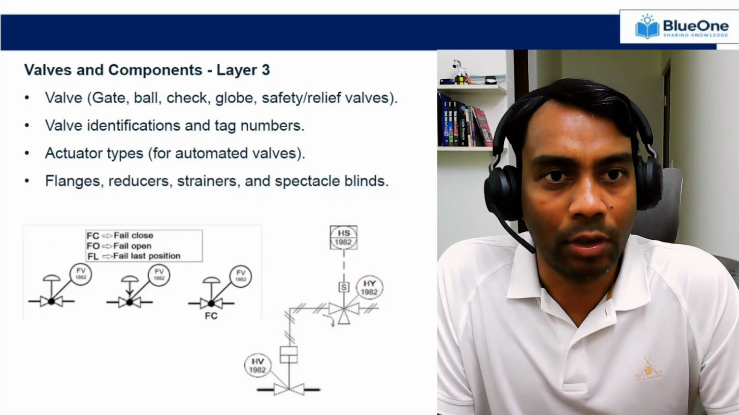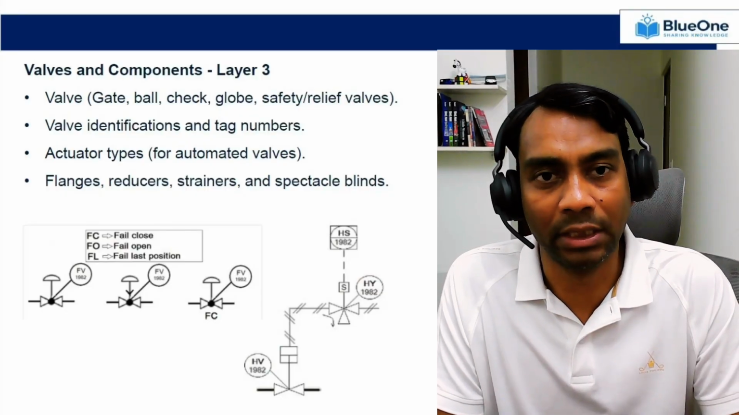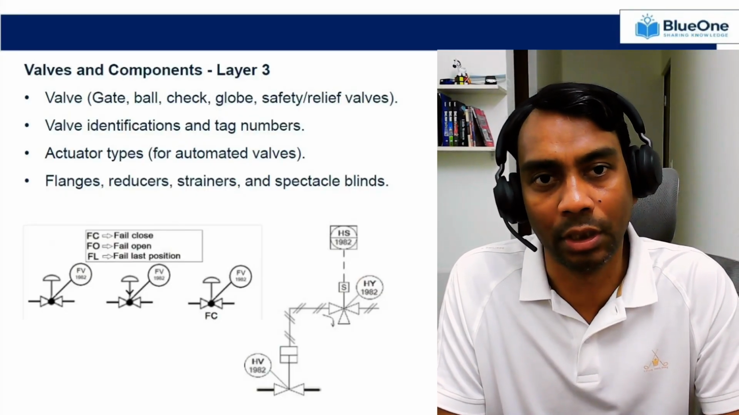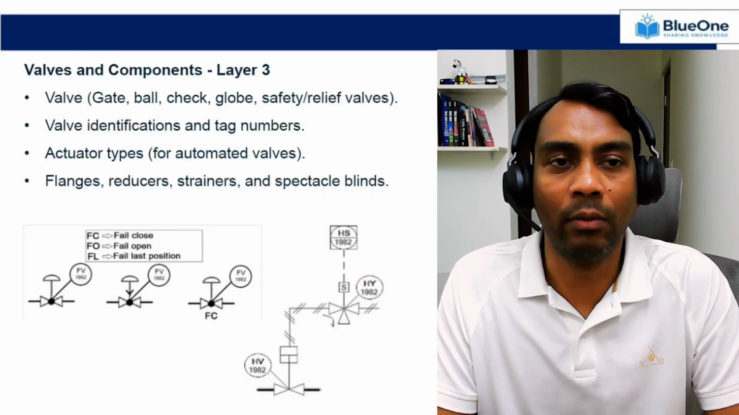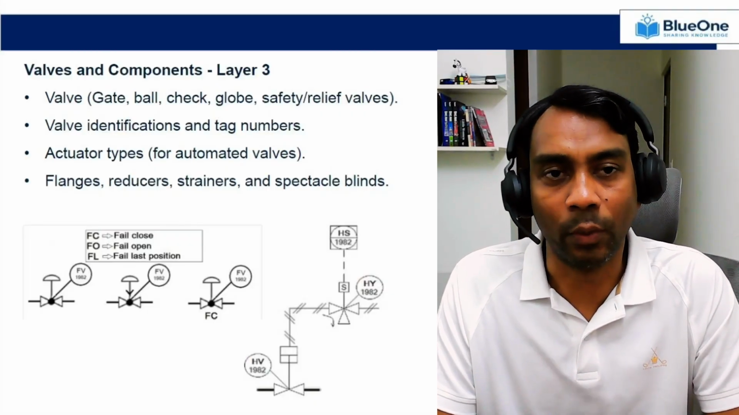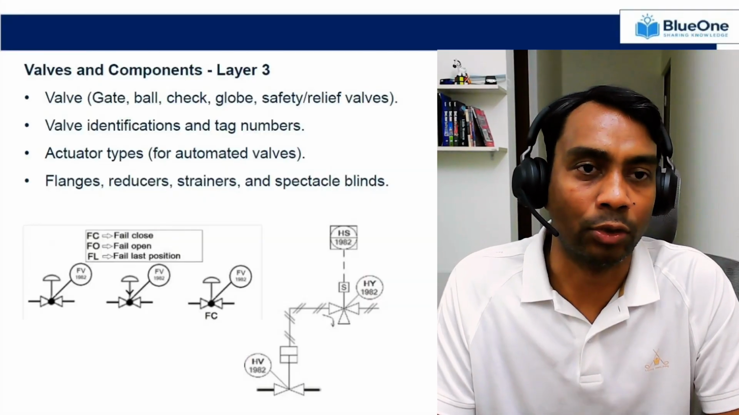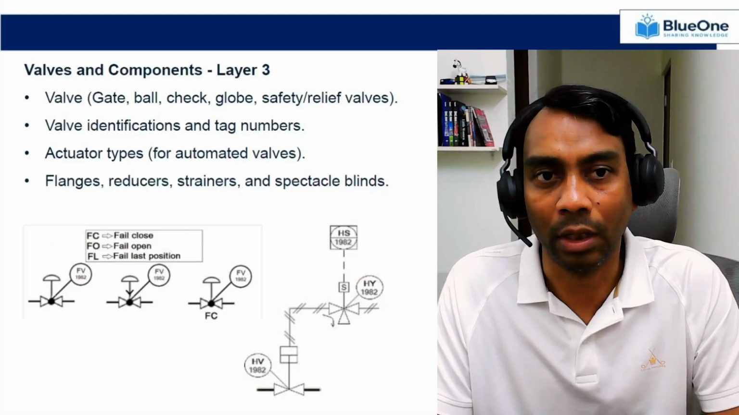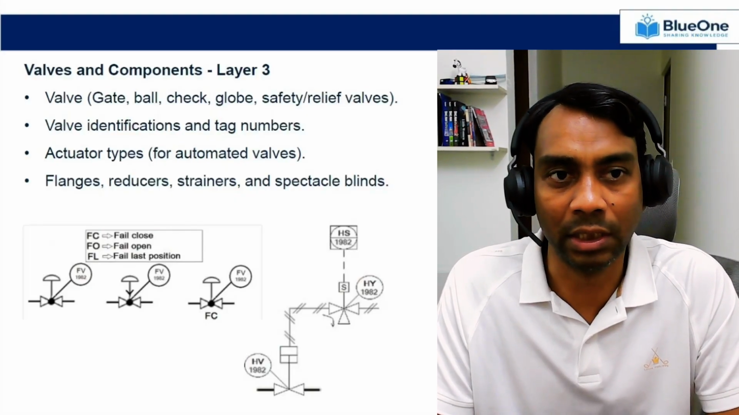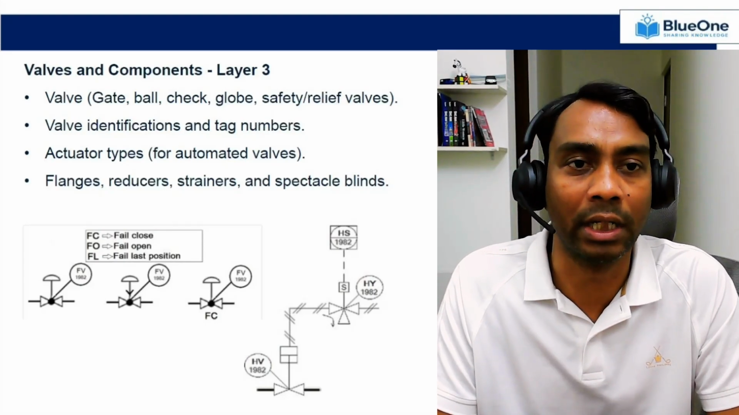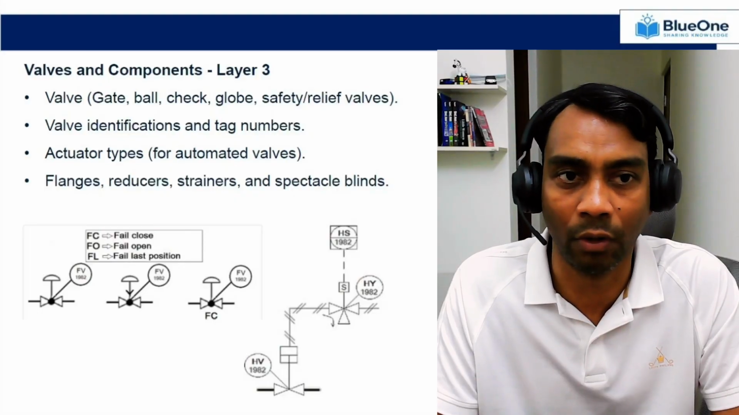Now let's talk about layer 3. We have seen layer 1, the main process pipelines, and then layer 2, the major mechanical equipment, rotating as well as static. Layer 3 will have valves and components required to control and isolate process flow to keep your facility safe and reliable. In layer 3, you will typically see different types of valves, for example, gate valve, ball valve, check valve, globe valve, and safety and relief valves.